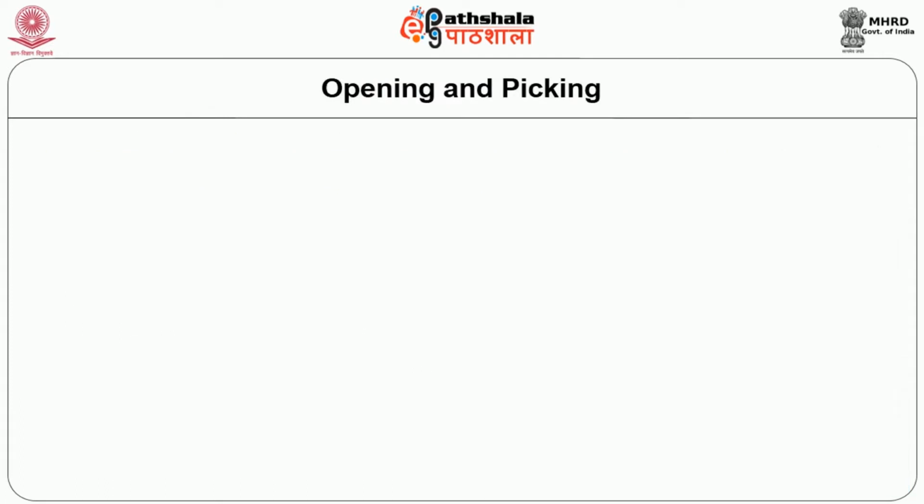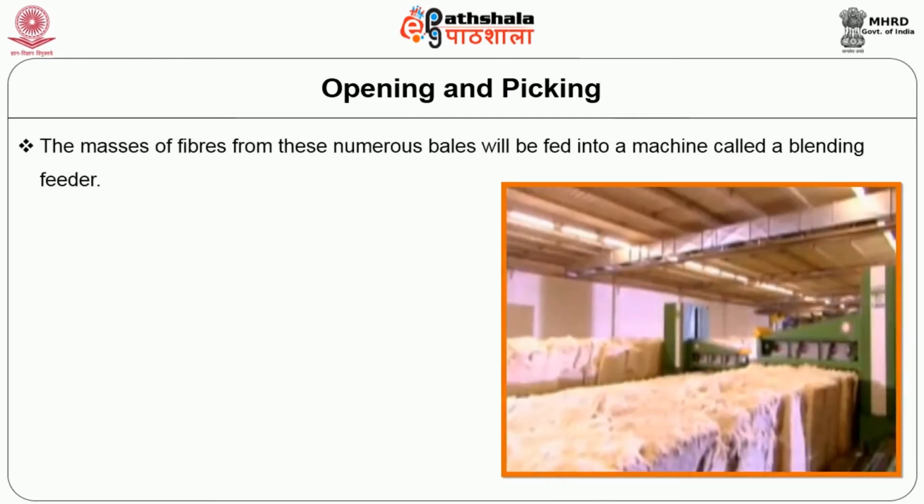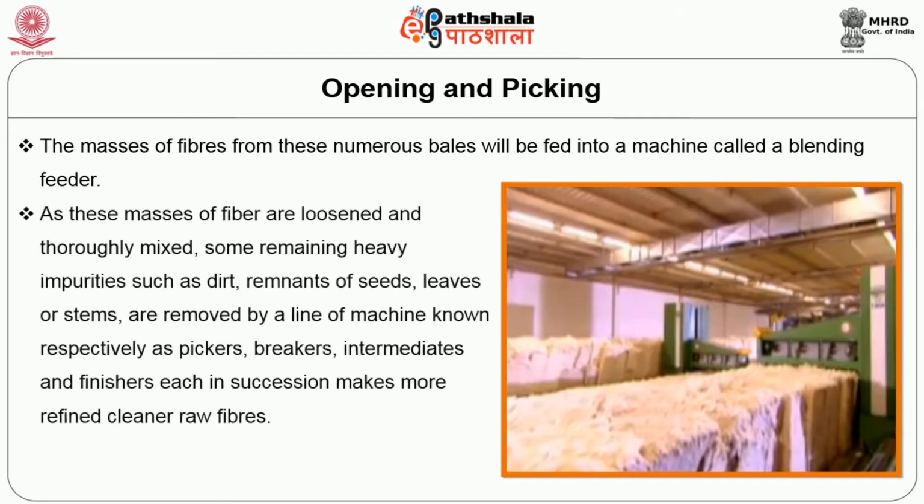Let us see the spinning process in detail. The first step is opening and picking. The masses of fibers from these numerous bales will be fed into a machine called a blending feeder. As these masses of fibers are loosened and thoroughly mixed, some remaining heavy impurities such as dirt, remnants of seeds, leaves or stems are removed by a line of machines known respectively as pickers, breakers, intermediates and finishers. Each in succession makes more refined, cleaner raw fibers. From these machines, the fibers emerge as lap.